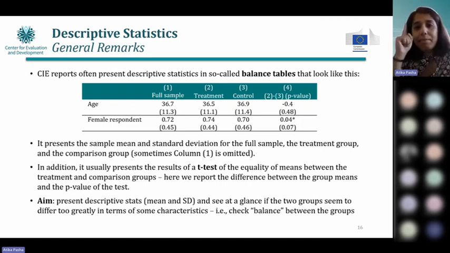So at the 90% confidence level, we can comfortably reject this null hypothesis, which means that this difference of 4%, or difference in proportions of 0.04, is valid, and our treated group has more female respondents than our control group. And this is how you read a balance table such as this.